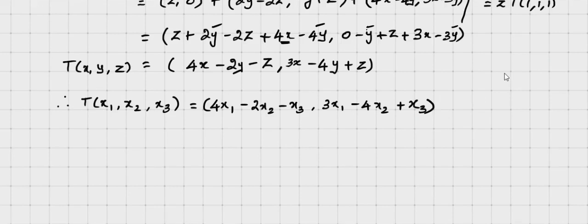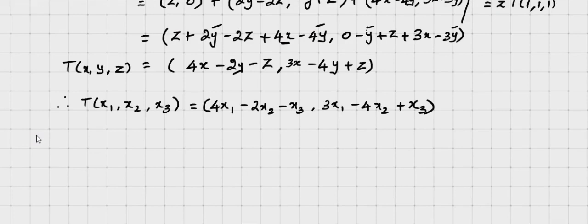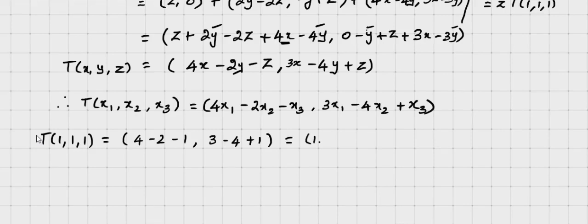See, in our problem, they have given some results, right? What is the result? That is t of 1, 1, 1 is equal to 1, 0 that they have given. We just have to check whether we are getting that result. See, I am applying x1 equal to 1, x2 equal to 1, x3 equal to 1. So 4 minus 2 minus 1, 3 minus 4 plus 1. So what is the result? 1, 0. This is what is given in the problem.